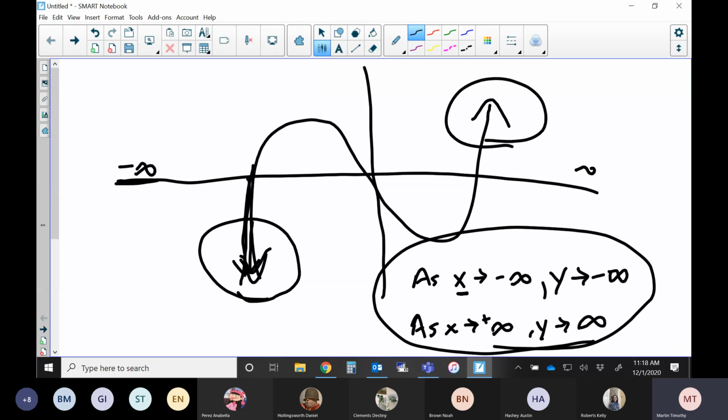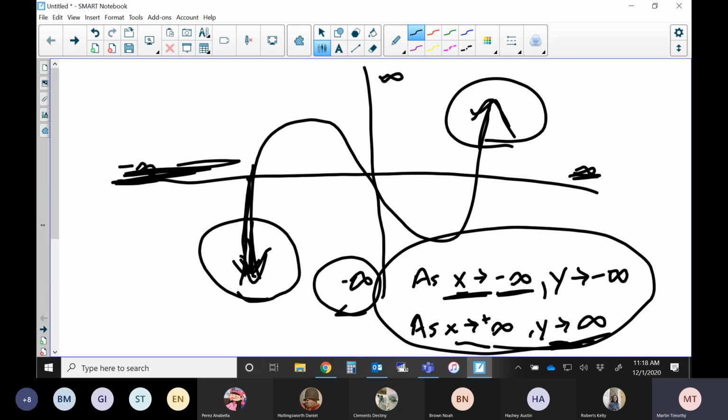Does everybody see how I'm talking about the infinity signs and which way it's going? The x is left and right. It's on the left side, so I use the negative. It's going down, so I use the negative. It's on the right side, so I use positive infinity. Because it's going up, I use positive infinity here as well.